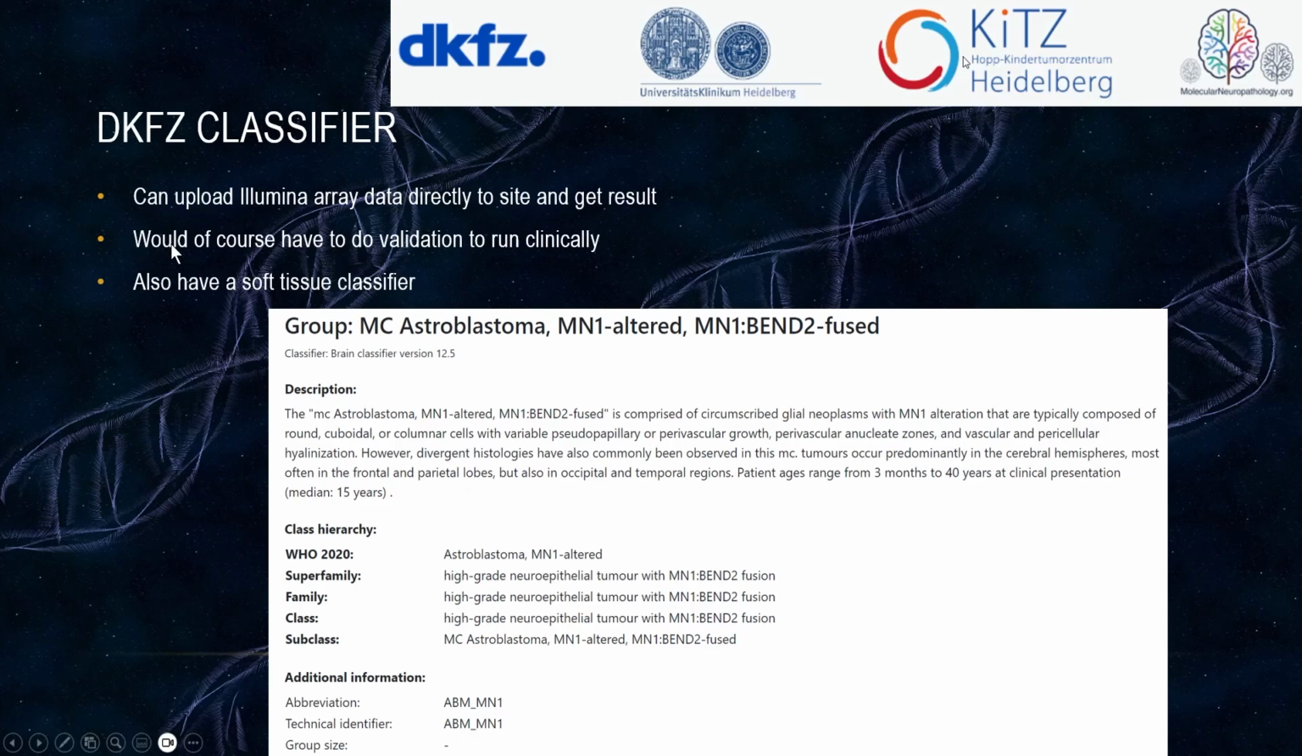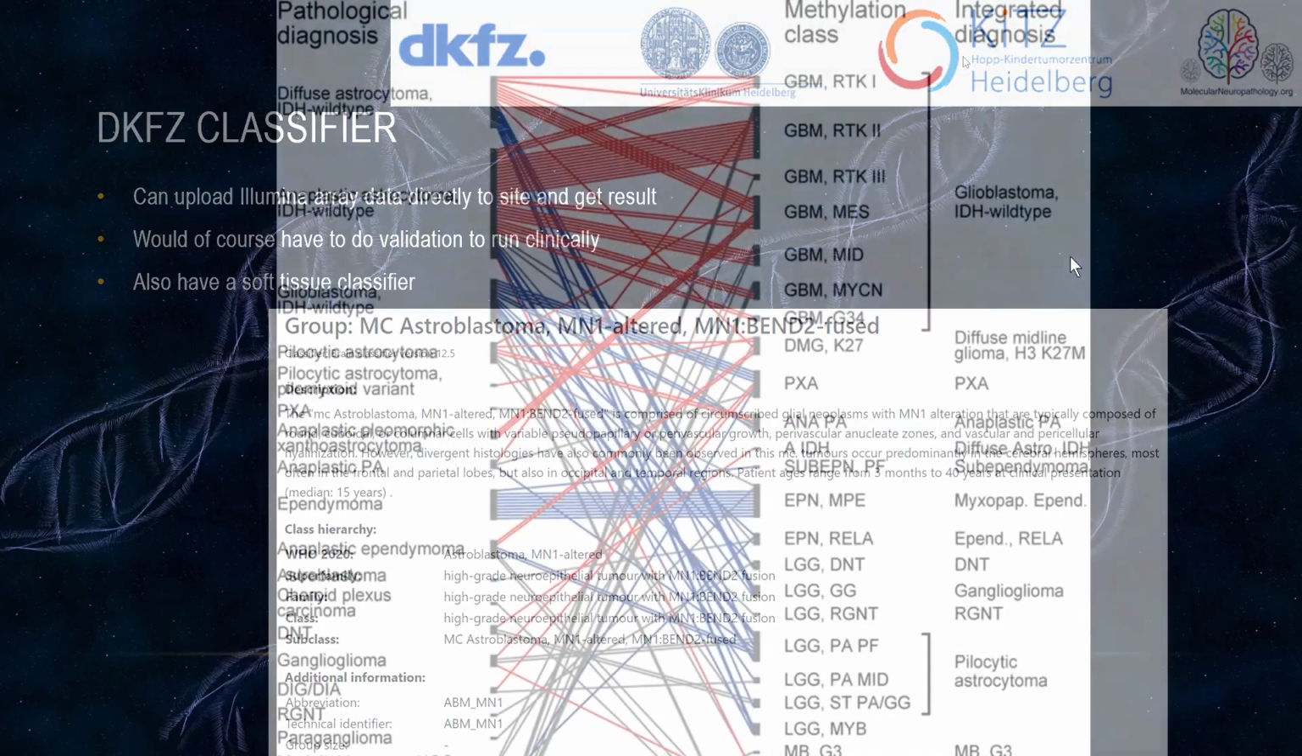If you want to run it clinically, of course, you would have to do your own validation, but you could still run it through them. They also have a soft tissue classifier and some other ones that they've been working on. So here's just an example of what the output might look like. You get some data on it, classification, and you would get a confidence too.